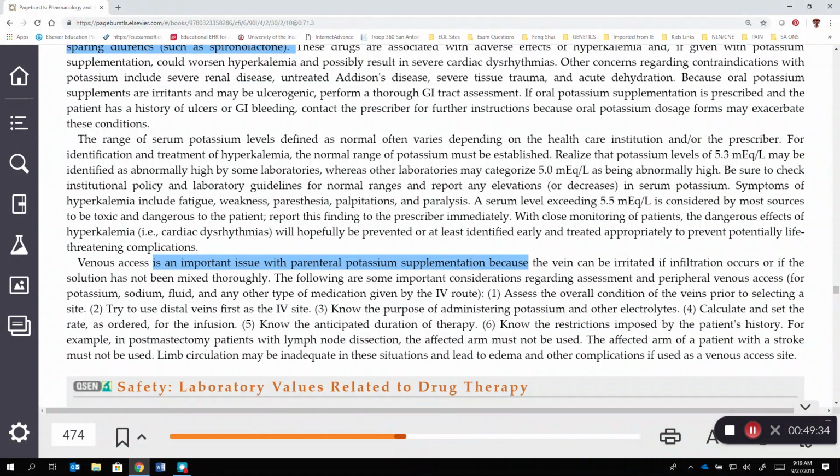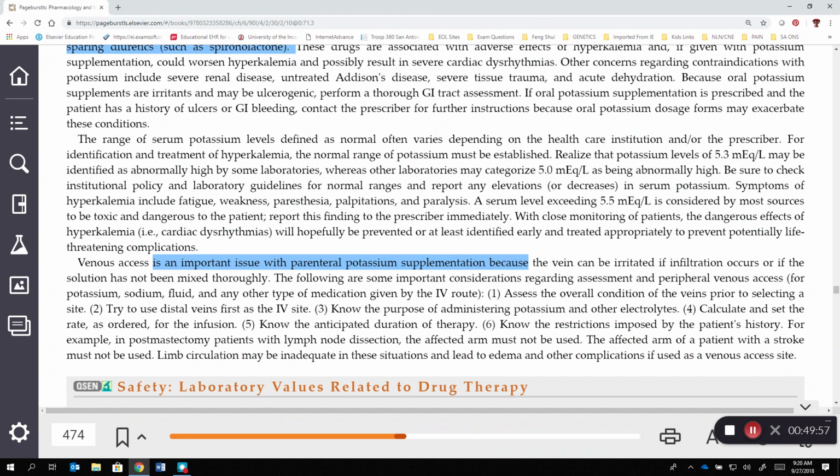Venous access means having an IV, either a peripheral IV or a central line, and it's a very important issue when we have parenteral potassium supplementation, which means IV potassium drug administration, because the vein can become irritated, and so we have to be on the lookout for that.